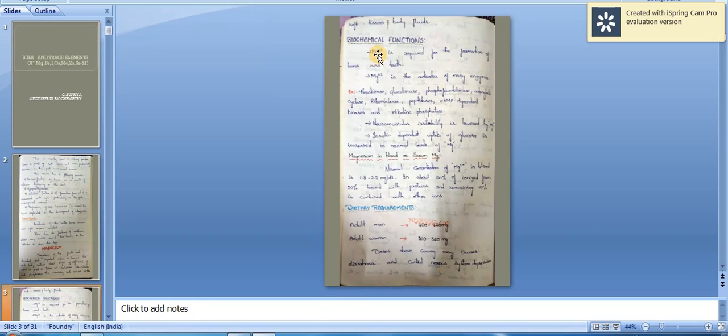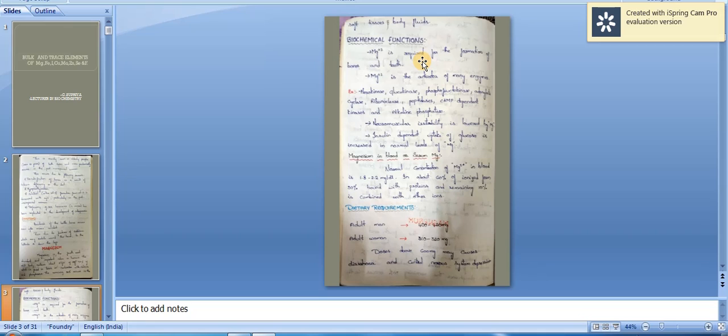Now let us discuss the biochemical functions of magnesium. It is required for the formation of bones and teeth. Magnesium is the activator of many enzymes, examples such as hexokinase, glucokinase, phosphofructokinase, adenylate cyclase, ribonuclease, peptidases, cyclic adenosine monophosphate dependent kinases, and alkaline phosphatase, etc.